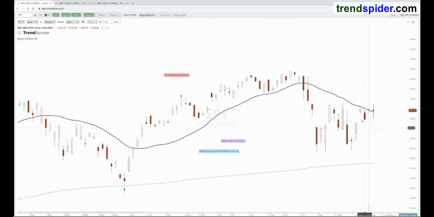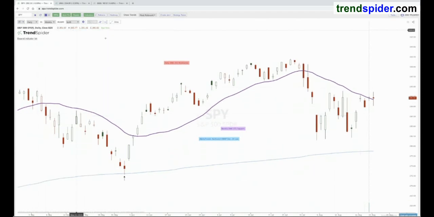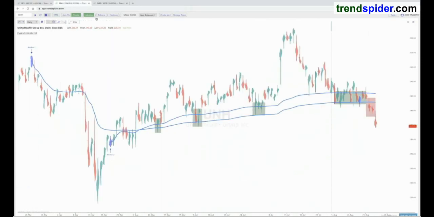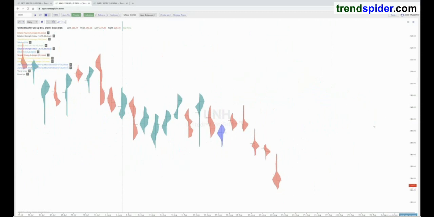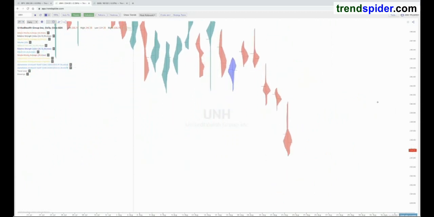Very cool. Now, one thing that I want to mention as well, something that's very unique, are raindrops. Now, before getting too deep into them and into this chart, let me just remove this and this, so we just have the raindrop. You'll see here a typical candle. This is a daily raindrop of United Healthcare.